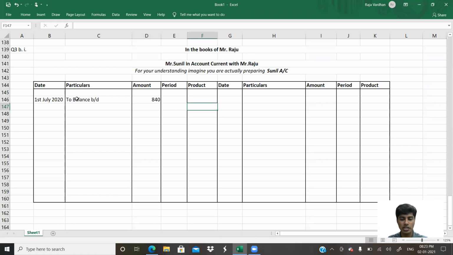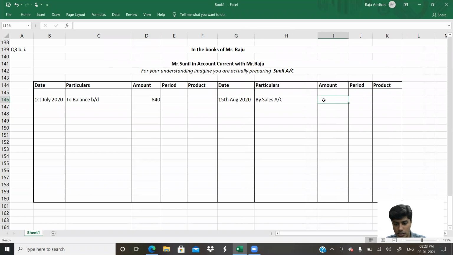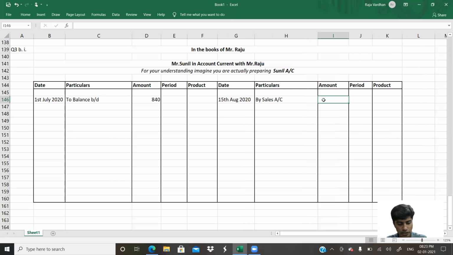So Sunil account debit to sales account. As this is Sunil's account, I would have to write by sales. What is the date of this transaction? 15th August 2020. By sales. Okay, perfect. How much is the amount? Amount is 1310.